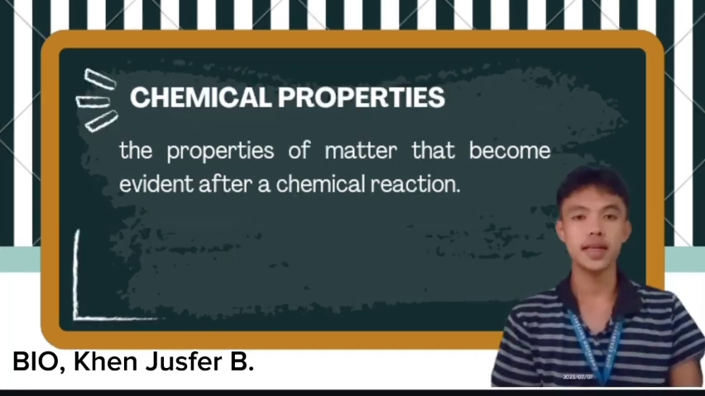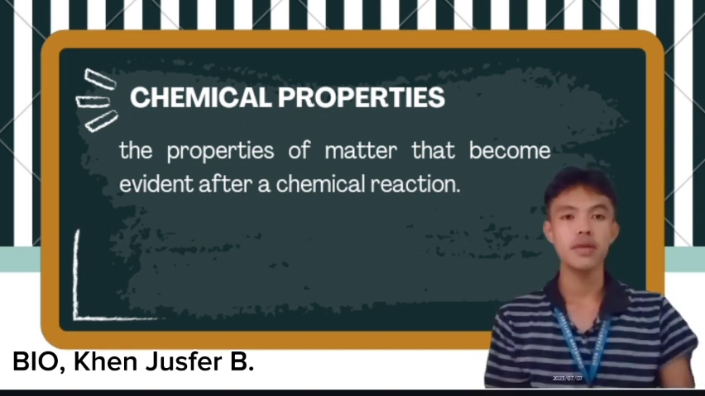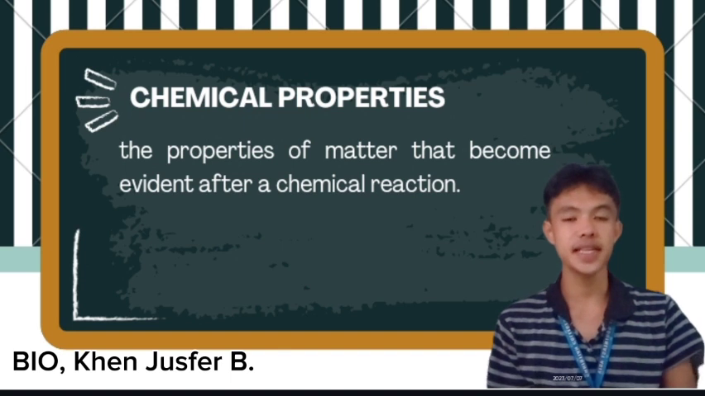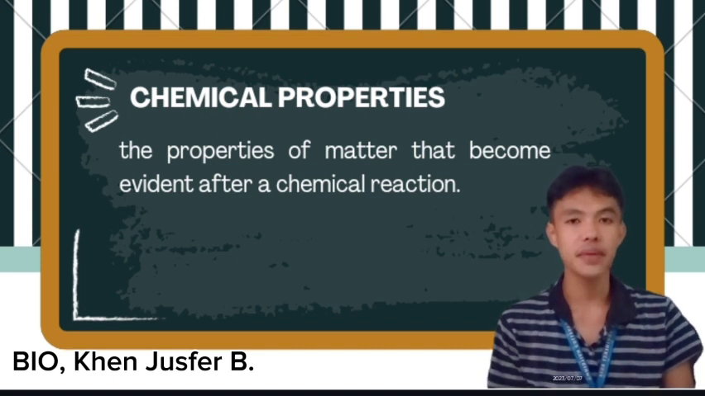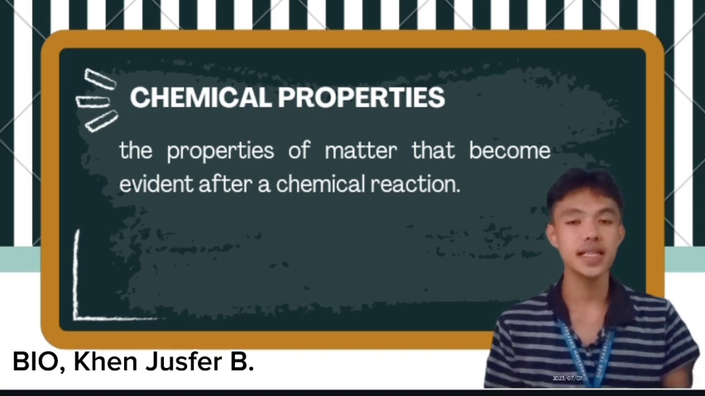All matter has physical and chemical properties. First are the chemical properties. So what do we mean when we say chemical properties? Chemical properties describe the characteristic ability of a substance to react to form new substances. They include its flammability and susceptibility to corrosion.